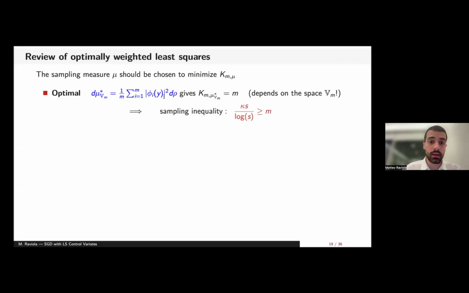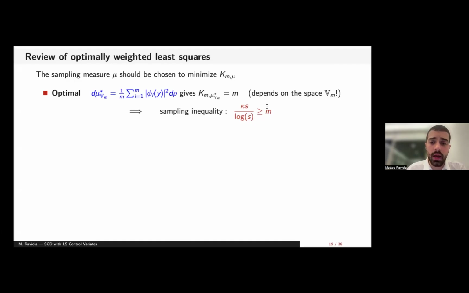And notice that the important thing here is that this optimal measure depends on the space Vm. And so the sampling inequality that we had earlier, where I introduced the constant k, now becomes this, which, if we essentially ignore log factors, is saying that S should scale linearly with the dimension of the space. And this is the best that one could hope for, because of course, to have a stable least squares, we have to have at least a number of evaluations equal to the dimension of our space.